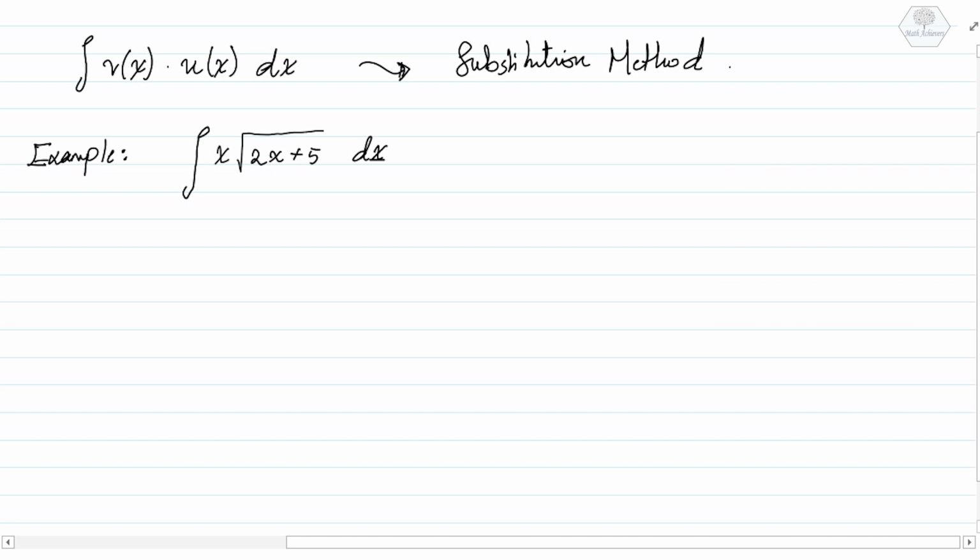So now, first of all, I let the function inside the square root be u. So let's start. I have u equal to 2x plus 5. Now I differentiate this function. So du over dx is simply equal to 2. From here, I have that dx is equal to du over 2.